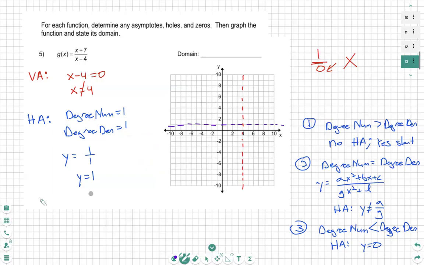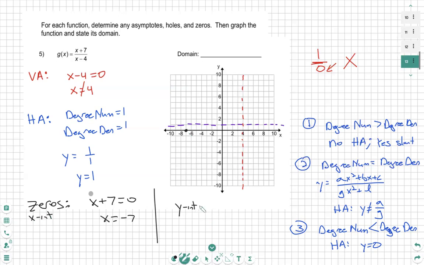All right, next we need to find the zeros. Zeros are pretty straightforward. We're going to set the numerator equal to 0 and solve. x is equal to -7. So when x is -7, y is 0. We have our value here.